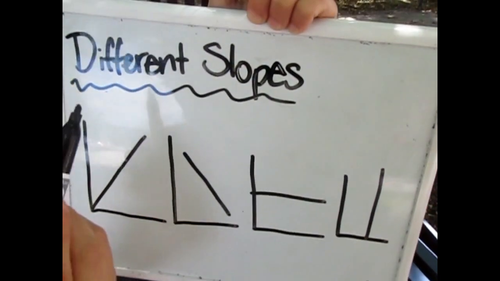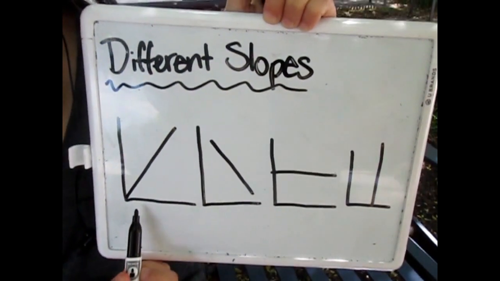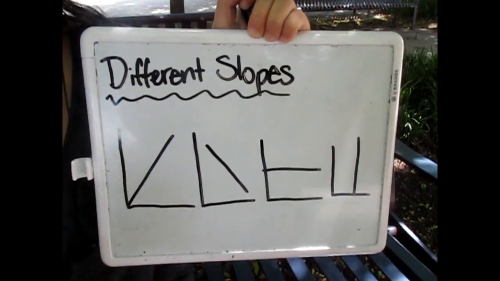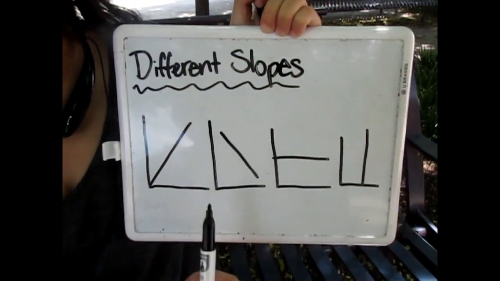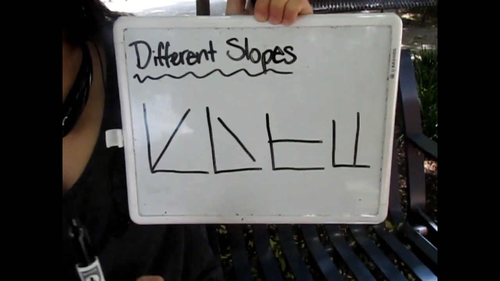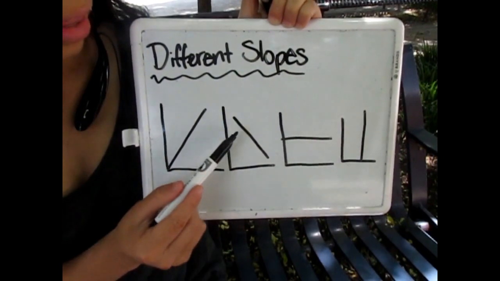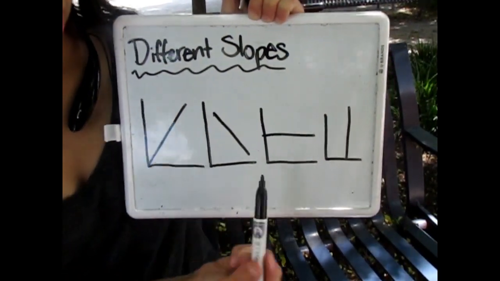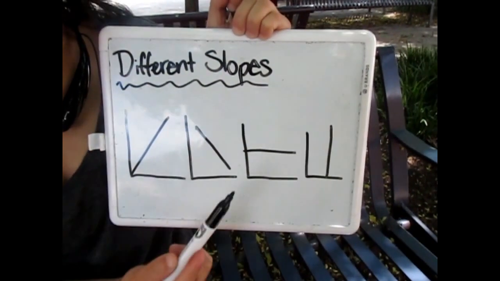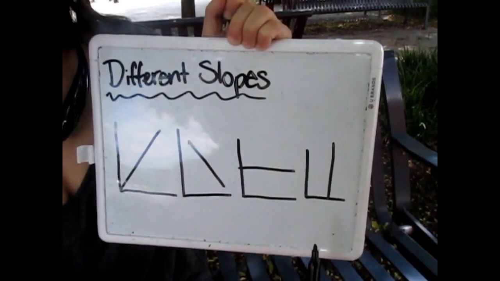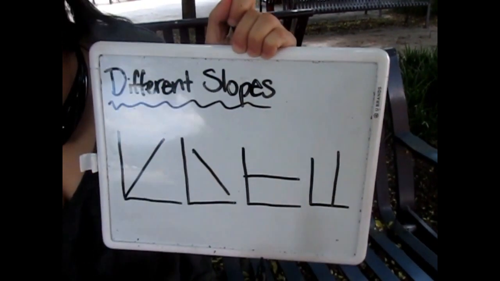These are the different kinds of slopes. As you can see here, this would be a positive slope because going from left to right, the line only increases. From here, this would be a negative slope because going from left to right, the line decreases. This has no slope because there is no steepness in the line. And this one is undefined because you really can't tell what the slope is.